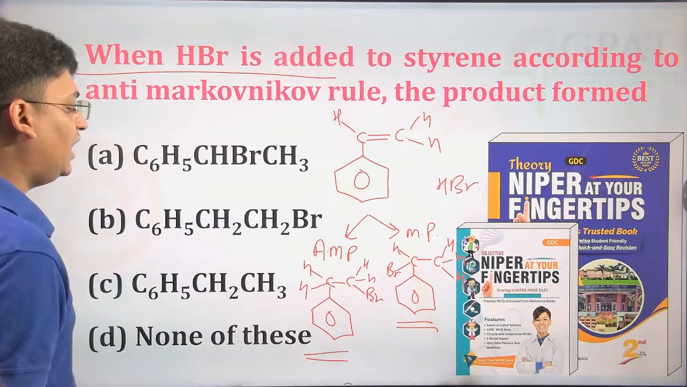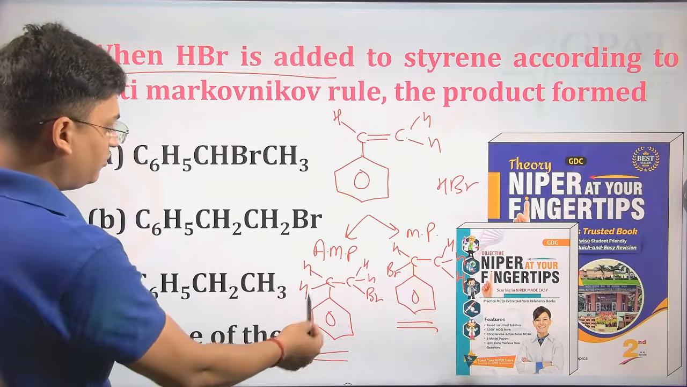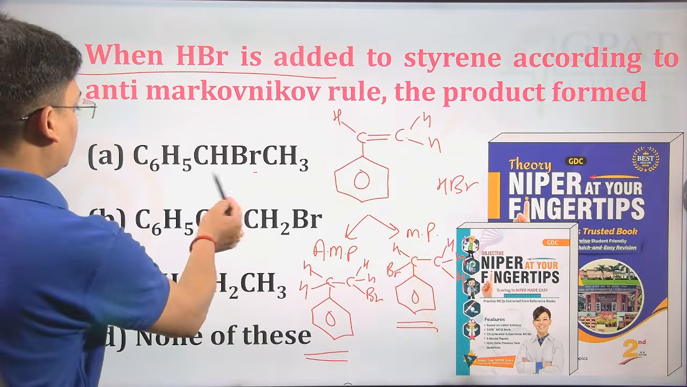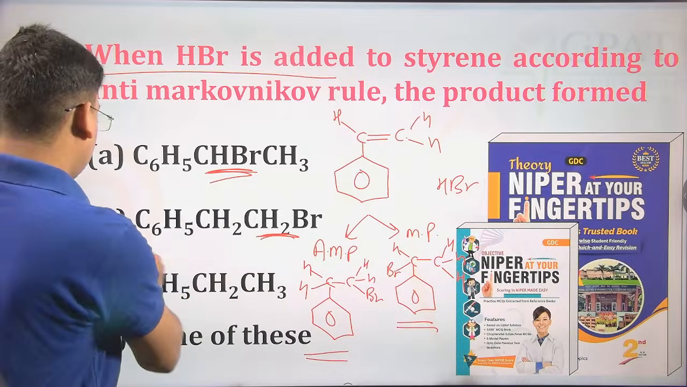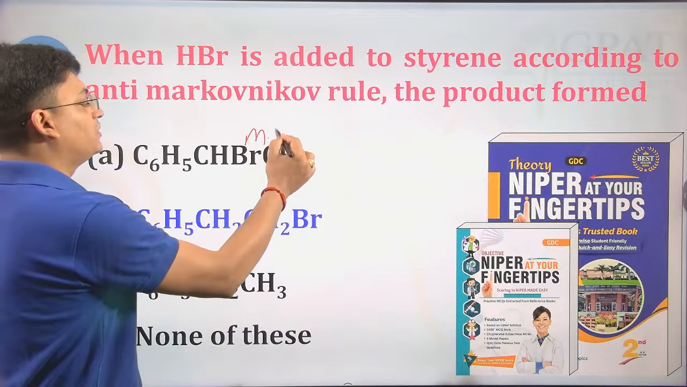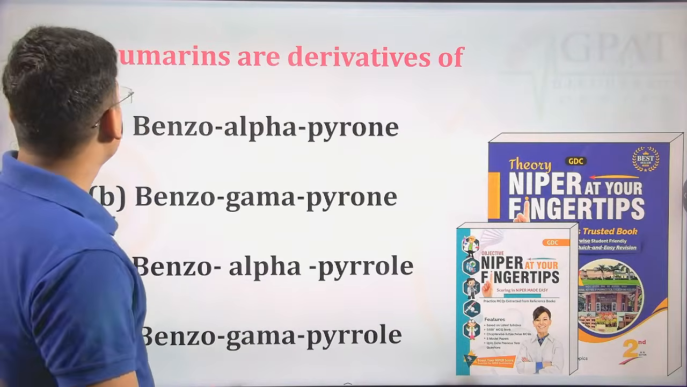Alright, so the anti-Markovnikov product will be this one, where we are having the bromine at this position only, on the terminal carbon. Yes, that is the right answer. This is your Markovnikov product. This is the Markovnikov, but we have to find out the anti-Markovnikov.